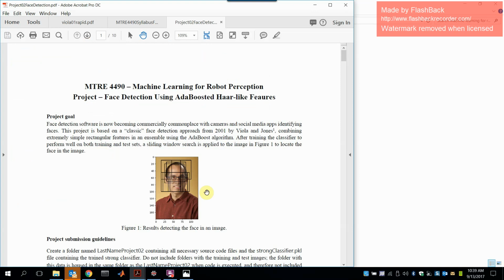And then the resized image is what you're going to pass to your classifier. You also need to turn it into grayscale. So you turn it into grayscale and shrink it down to 19 by 19, or if it's smaller than 19 by 19, you need to blow it up.